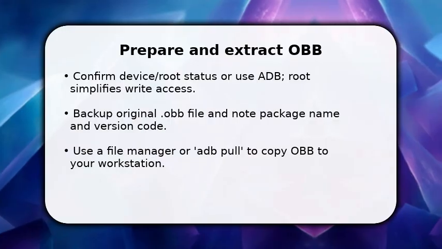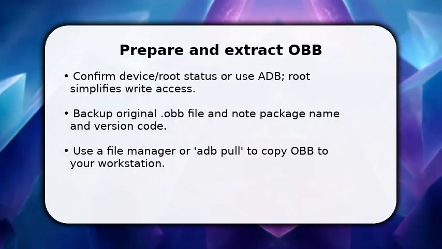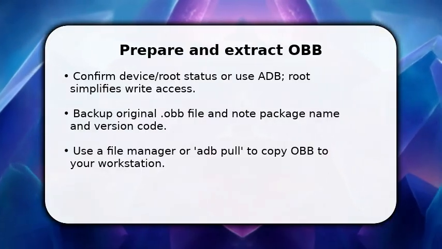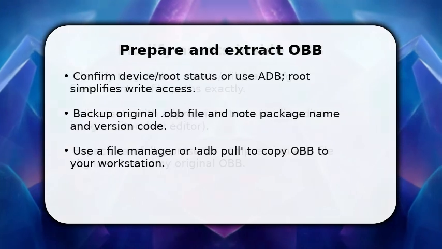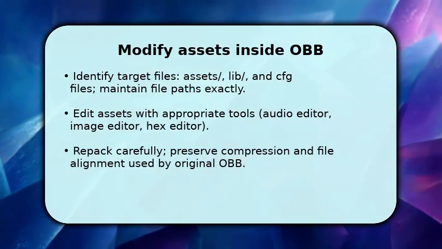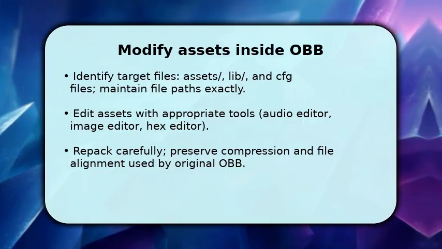Now extract the OBB archive with a tool that handles ZIP/ARB formats, so you can view the internal files and identify the assets to modify. Once extracted, locate the exact assets or libraries you need to change. Preserving directory structure matters because the game expects exact paths.